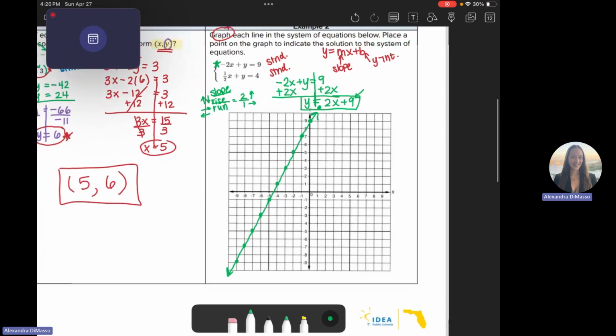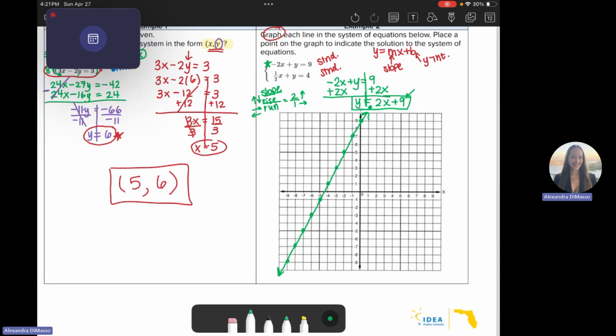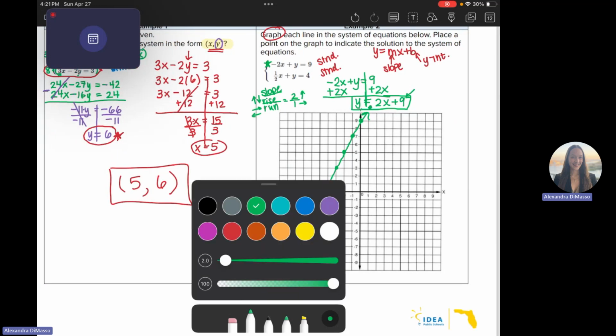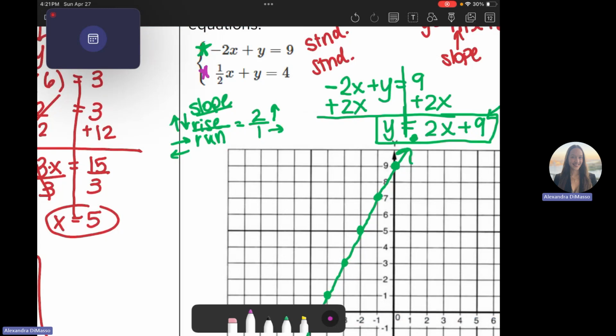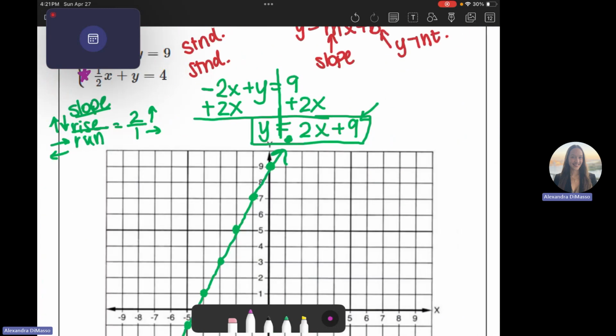There's my green one. Now, I'm going to do the exact same thing, but now I've got a second equation I need to look at, which is 1/2 x plus y equals 4. So again, I'm going to rewrite that equation where I've got some space. And to get y by itself, I'm just subtracting 1/2 x from both sides. So my equation is y equals negative 1/2 x, and the 4 is positive.